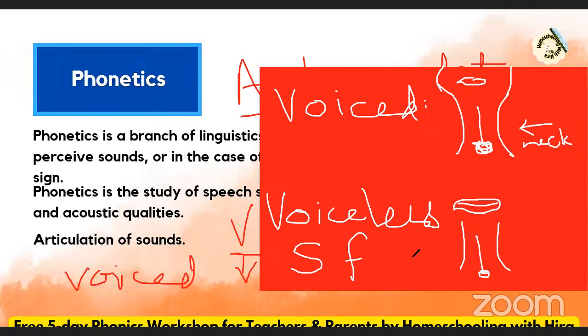Next is the letter t, t, t, t, t. If you pronounce this letter properly, it's a voiceless letter, okay? It doesn't have any vibration when you say it. T, t, t. So in English, we have voice sounds and voiceless sounds.